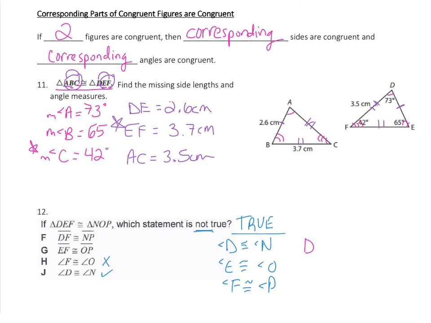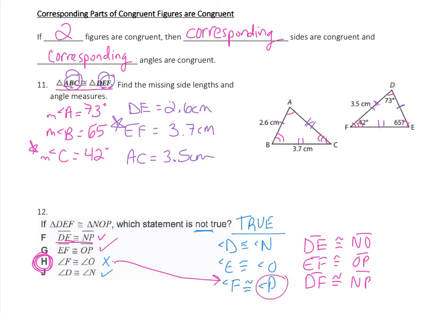When I look at the triangle on the left, I know that DE goes first, then EF is my second and third letters, and I usually pair up my first and last, so DF. And then I do the same for the second triangle. So DE was the first two letters, so that'd be NO. EF is the second and third, so that'd be OP. And DF is the first and last, so that would be NP. And if we check over here on the left, we can see that DF is congruent to NP, and EF is congruent to OP. So H is the one that's not true, because F should be congruent to P, not O.